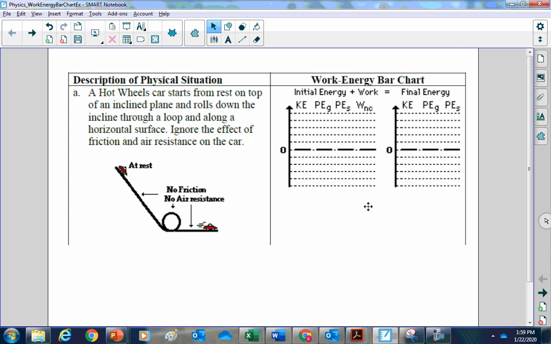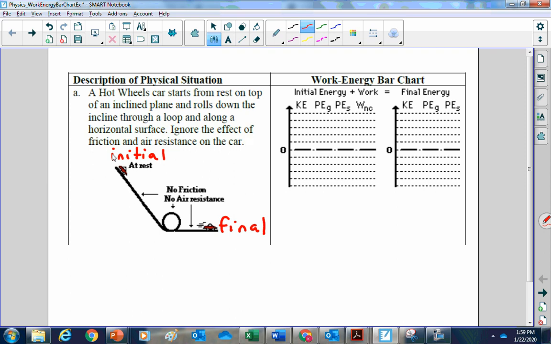Here's an example of how to do a work energy bar chart. This is a way of analyzing the energy in a system at two different points in time. So in this situation, we're looking at a Hot Wheels car at the top of a hill, and that's the initial state. And then also at the bottom of a hill, so this is a lot like the lab we did. So we're imagining that the final state is there at the bottom.